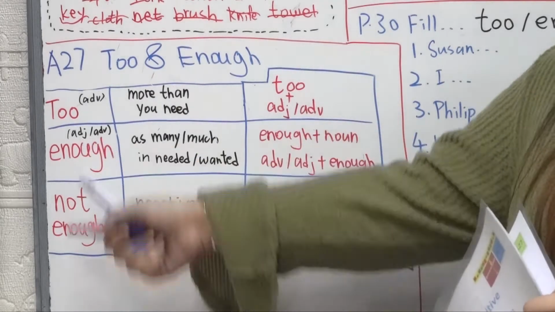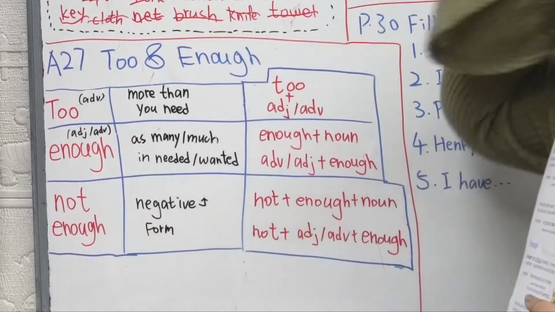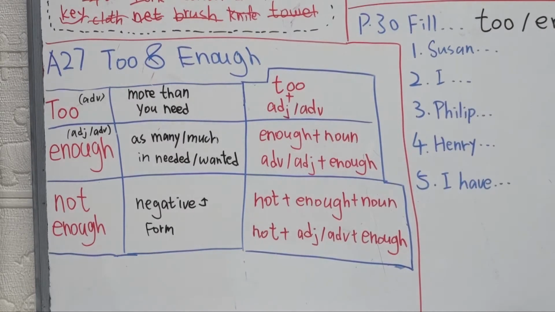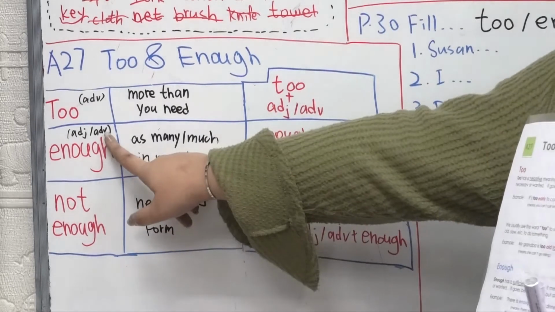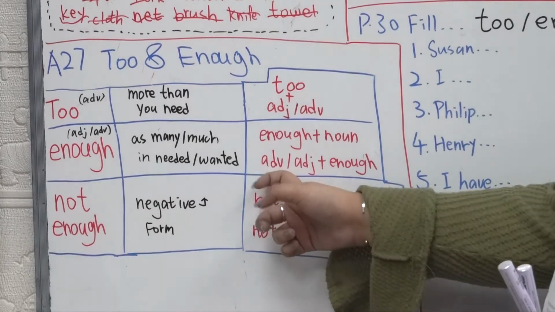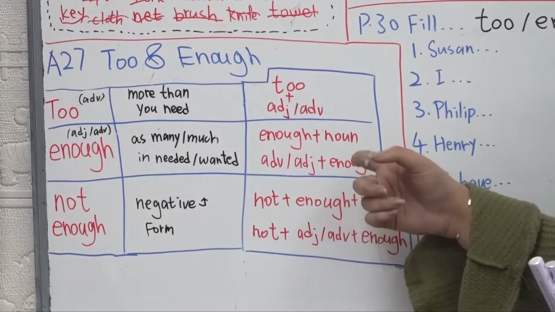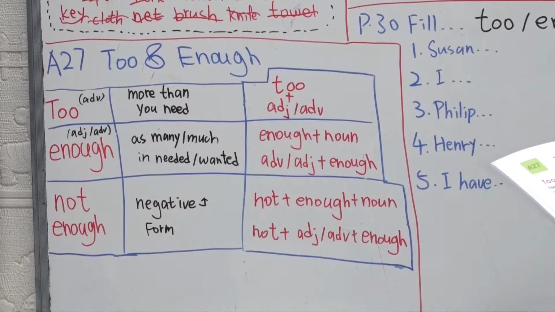The next one. Enough can be used as an adjective or an adverb. Let's have a look in your book then. When you use enough as an adjective, it is followed by enough and a noun. And if you use it as an adverb, it's followed by an adverb or adjective and enough. You may copy this table. It will help you in your exercise. So just have a look here.